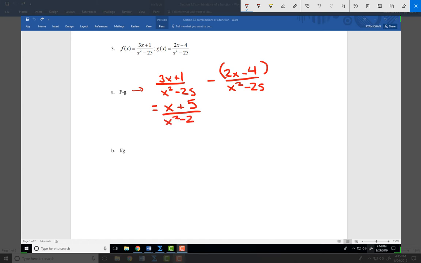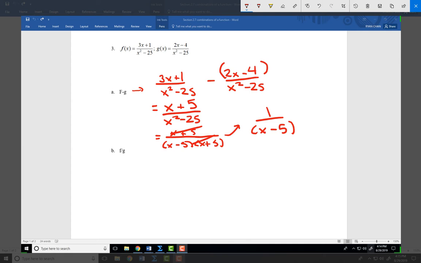I need to make sure I simplify this. So I realize I can factor the bottom as x minus 5 times x plus 5. And I can cancel out. So I'm left with 1 over x minus 5 as my final answer. Okay.